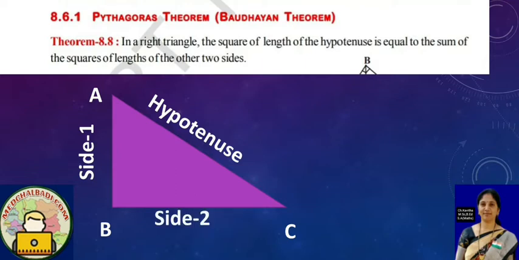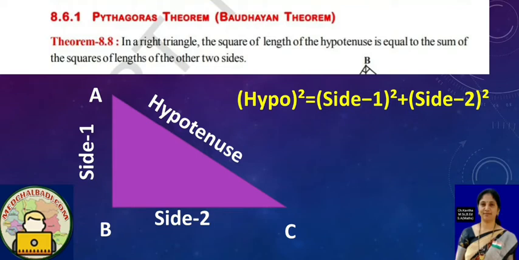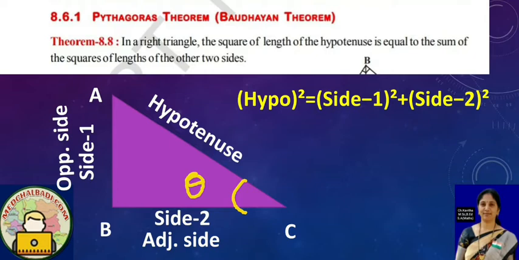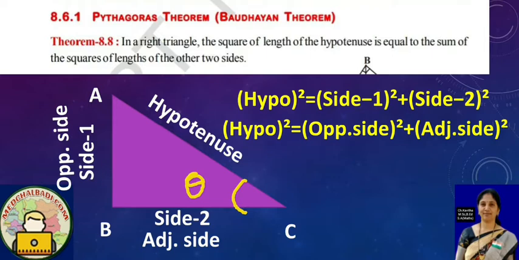Then according to the Pythagoras theorem, we get a relation like this: hypotenuse square is equal to side 1 square plus side 2 square. Okay, so when I consider theta at C, then here AB becomes the opposite side and BC becomes the adjacent side. In this particular case, the same theorem we can write like this: hypotenuse square is equal to opposite side square plus adjacent side square. Or you can use hypotenuse square is equal to side 1 square plus side 2 square. So this is an important theorem.